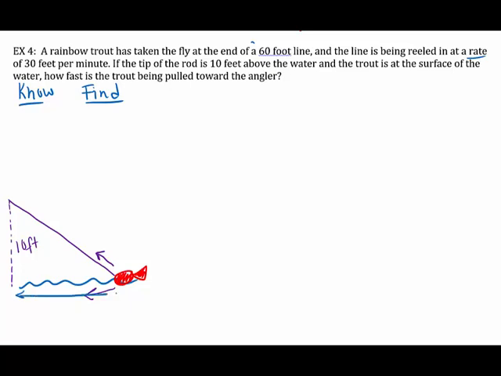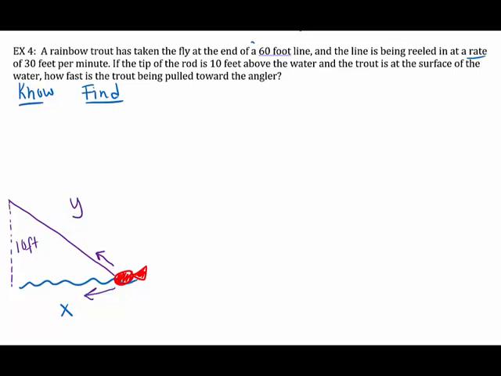As this fish gets closer and closer to the pier, that distance is changing. I think I'm just going to call that distance x. And then the length of the line, this distance here, is also changing. As the fish is being reeled in, that line is actually getting shorter. I think I'm going to call that distance y.